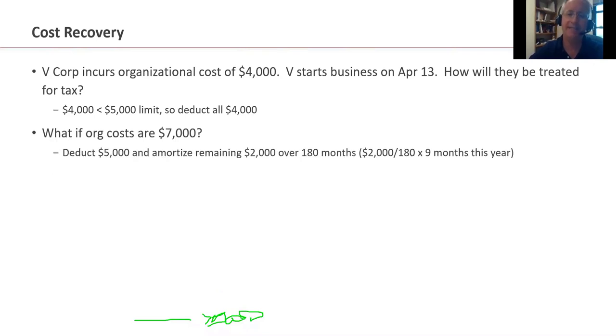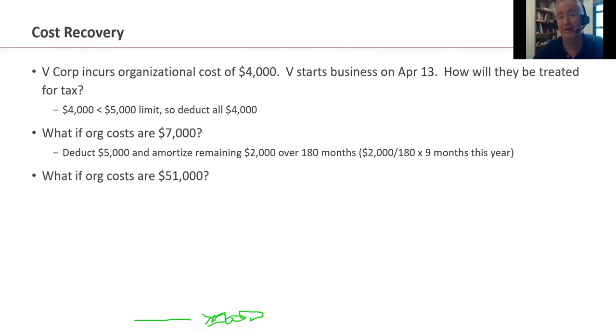Okay. Well, it's still below $50,000, so they're still a small business, so they can deduct up to $5,000. That leaves $2,000 left to amortize over 15 years or 180 months. So they take the $2,000 divided by 180. They started in April, full month convention, so all 9 months. So $2,000 divided by 180 times 9 gives them their amortization for the year, and so they'd add that amortization to the $5,000.